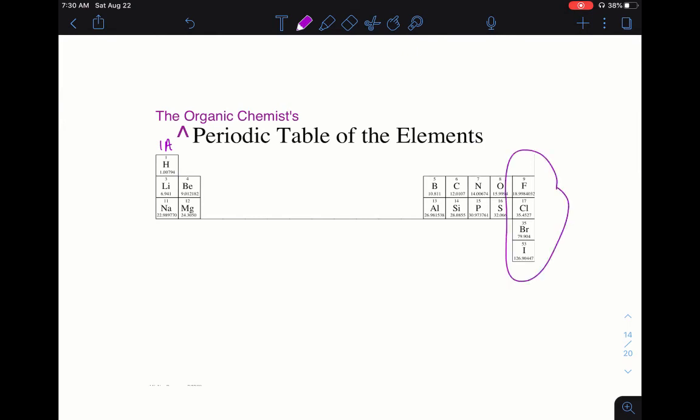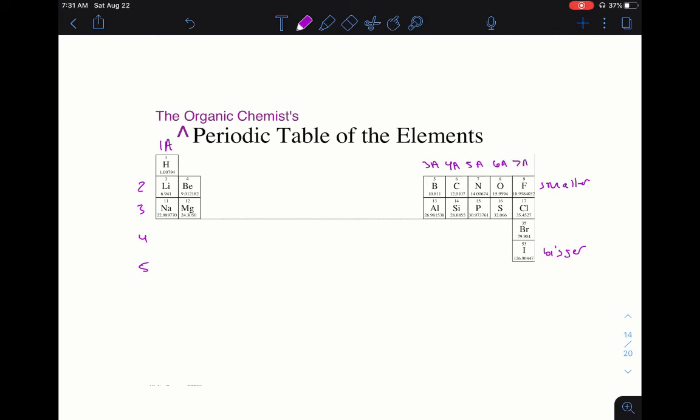rows, say, of the halogens. You would need to know that fluorine is in row 2, chlorine is in row 3, and bromine is in row 4. That's mostly so you know that fluorine is smaller and iodine is bigger, speaking of atomic radius. Okay, so I expect that you pretty well have memorized the organic chemist periodic table.